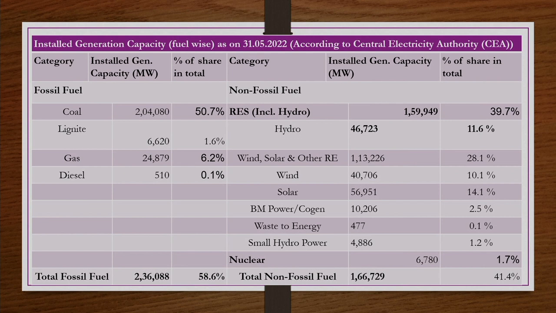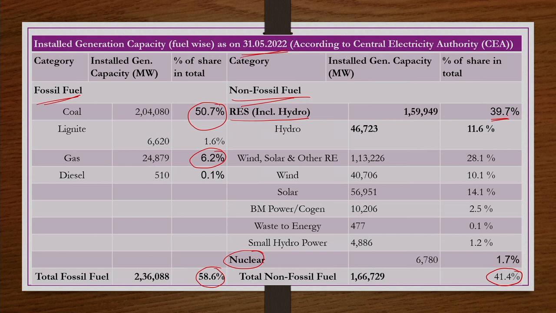Now, if you see installed generation capacity fuel wise, in the sense fossil fuel versus non-fossil fuel, as on 31/5/2022, according to the Central Electricity Authority, total fossil fuel contribution in installed generation capacity is 58.6%, out of which 50.7% is coming from coal, whereas 6.2% is coming from gas, and the remaining are lignite and diesel. Coming to the non-fossil fuels, which include renewable energy resources including hydropower, and nuclear power, it contributes approximately 41.4%.